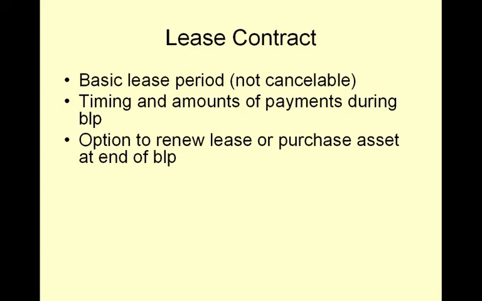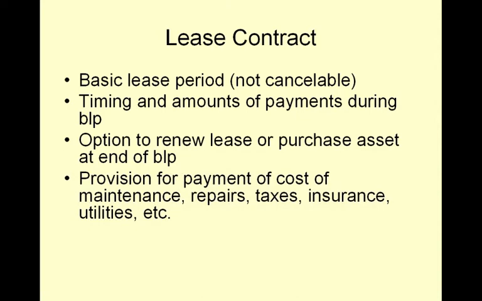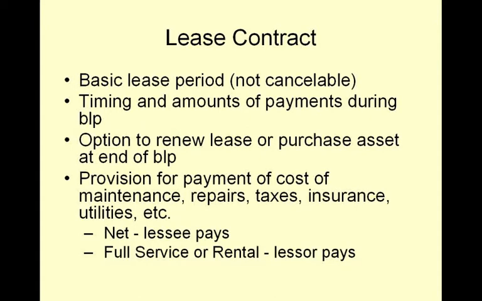And the contract will have a provision for the payment of the cost of maintenance, repairs, taxes, insurance, utilities, etc. That is, the contract will spell out whether the lessee or the lessor is responsible for paying for the costs of these services. Net lease contracts are typically those in which the lessee pays, and full service or rental contracts are typically those in which the lessor pays for some or all of these services.